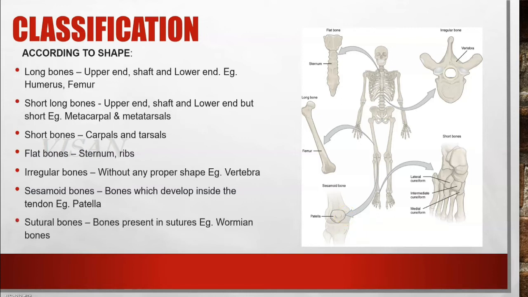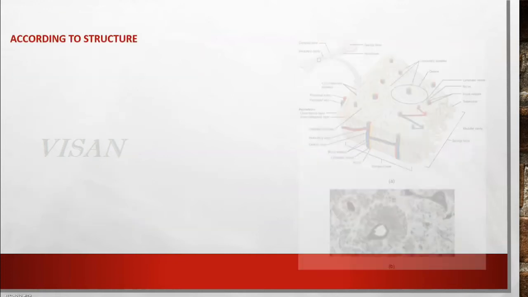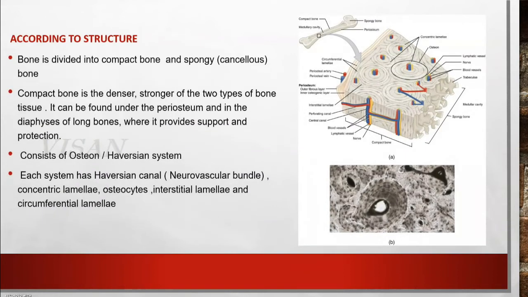And the sutural bones mainly we can see in the skull, which are present in between the sutures. So sutures are nothing but the joints between the skull bones, and these sutural bones are also called the Wormian bones. And the bone can be divided according to its structure. According to the structure, the bone is divided into two types: the compact bone and spongy bone.